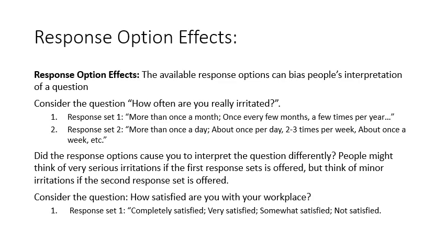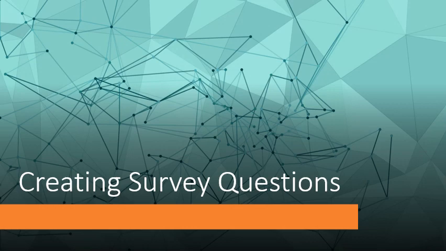Considering, how satisfied are you with your workplace? And let's look at response set 1: completely satisfied, very satisfied, somewhat satisfied, and not satisfied. So if this looks a little unbalanced to you, it is a little unbalanced. You can see that someone who's not satisfied really has only this one option. And so it's kind of a skewed response set toward the positive satisfaction side. So, creating survey questions.